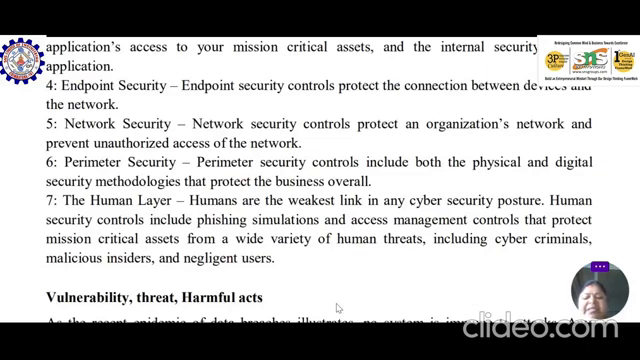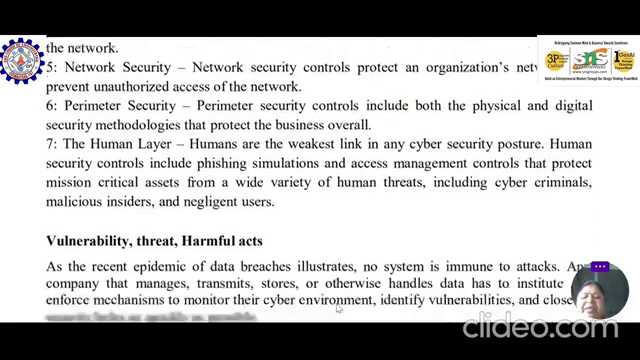And the last layer is the human layer, which is the weakest link in any cybersecurity posture. Human security control includes phishing simulation and access management control that protects mission critical assets from a wide variety of human threats, including cyber criminals, malicious insiders, and negligent users.